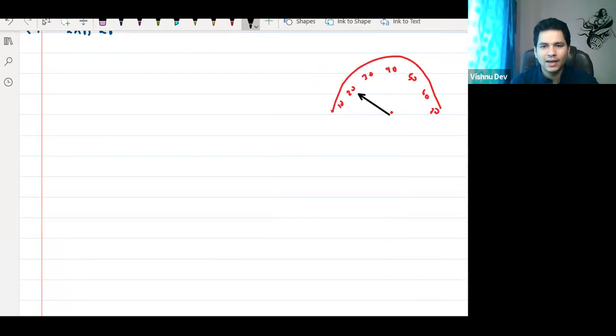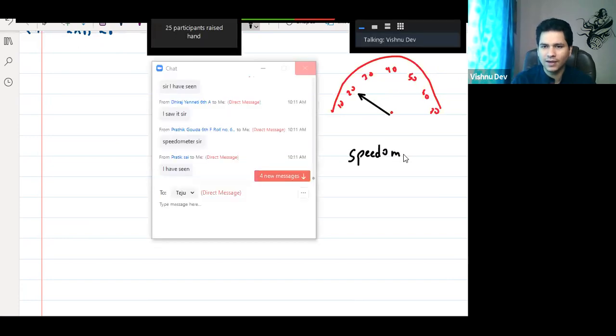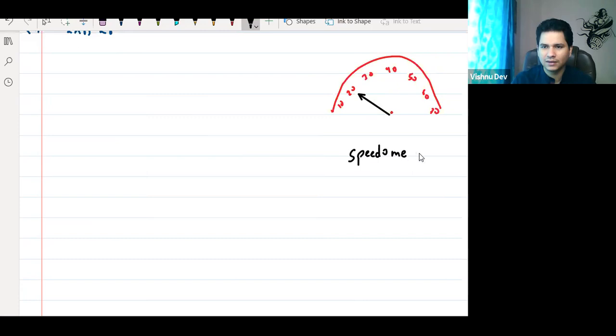Yes or no? Everyone? Now, can anyone tell me what is that meter? I'm just thinking about it. Yes, everyone has seen it, right? Very good. That instrument is called a speedometer. Everyone knows this, right? सबको पता है. So this is the speedometer.